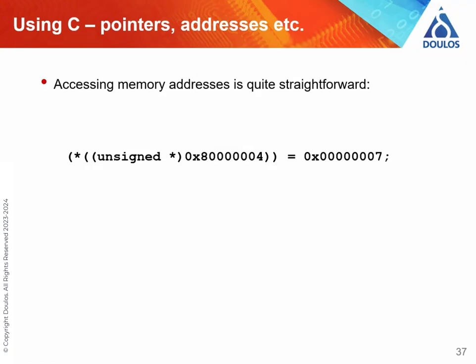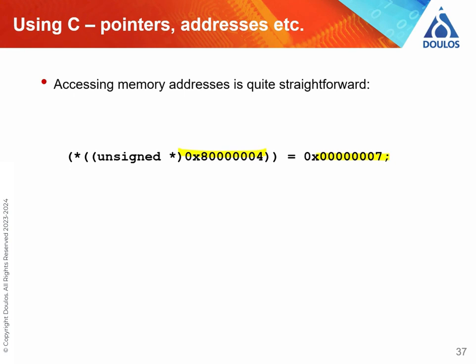Now, pointers are very powerful, so if we want to use a pointer to access a memory location, the syntax is fairly straightforward. So here we have a memory location, 8 followed by some zeros and then 4. So that's a memory address. If I want to access an unsigned int, value 7, that is going to be at that location, so this statement is going to write 7 into the specified address, then we can do that using pointers.